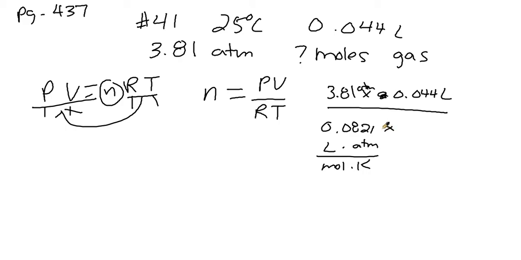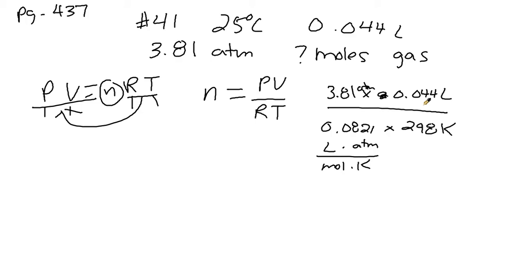Okay? And then the last thing, we've got Celsius to Kelvin. So in this situation, we're going to add 273 to that. So if we add 273, what are we going to get ourselves? About 298 Kelvin. Okay? So now we're just going to multiply everything on top divided by everything on bottom.